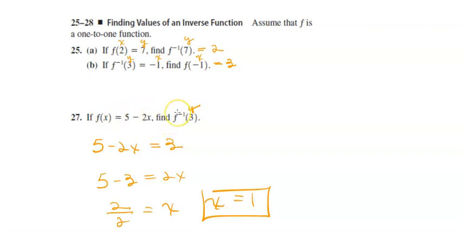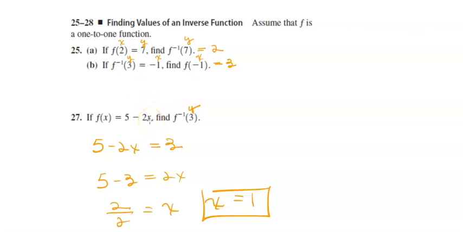Here, the inverse function notation is always followed by the y of the original function. Since this has to equal the y of the original function, I can set 5 minus 2x equal to 3 and solve for x. That is the x that makes my y equal to 3. To check your work, take this x, plug it in here in your function notation. That means you plug it in here.